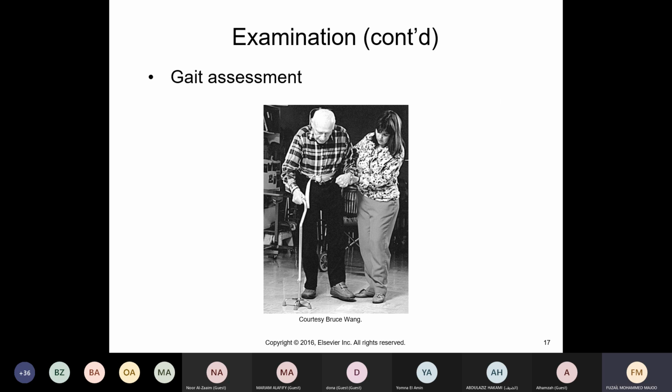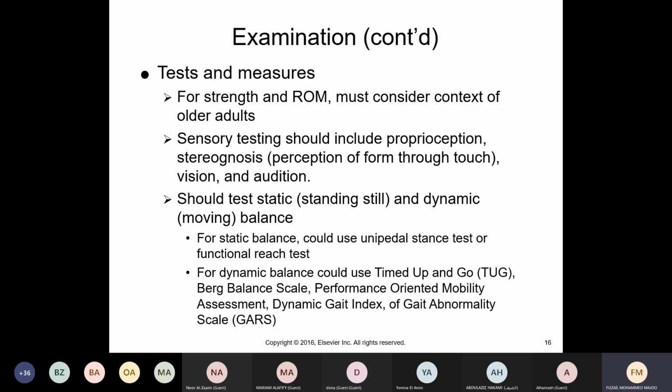As far as tests and measures go, one of the first things you look at is the range of motion. Look at the context for the older adults when you check range of motion. When you're doing sensory testing, you want to include proprioception. You look at how well they are with touch as well, which is called stereognosis. You look at their vision and audition, how well they can hear, standing still, and their movements. You look at these measures as well.